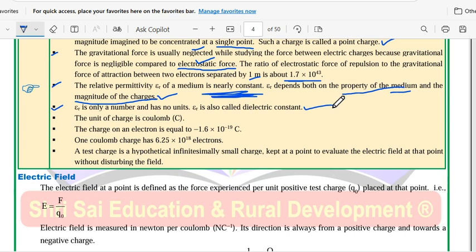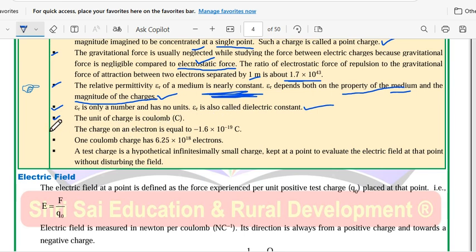Why does it have no units? It is a constant value. It's not a variable value. It is the dielectric constant value, therefore it has no units. It's just a number. Next, the unit of charge is coulomb. In the first class, I told you that the unit of charge is coulomb.